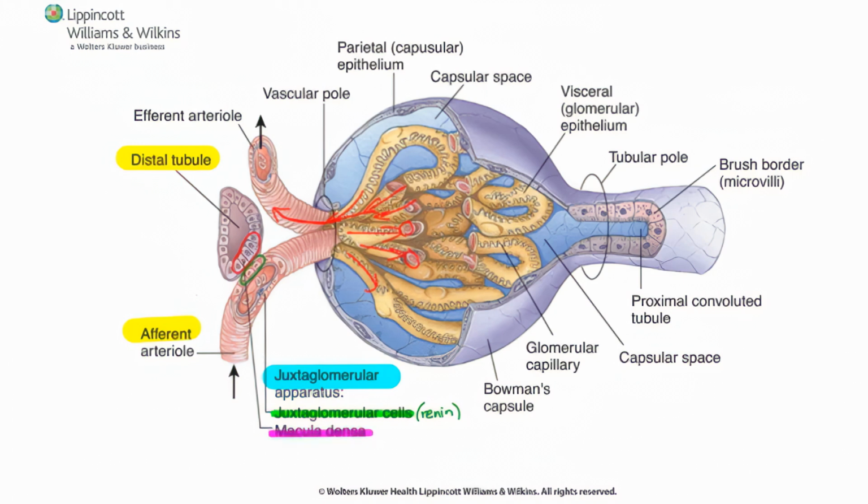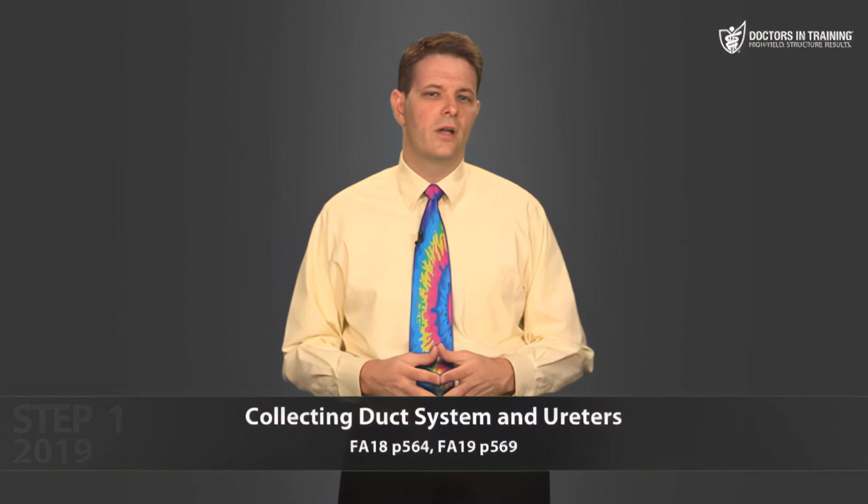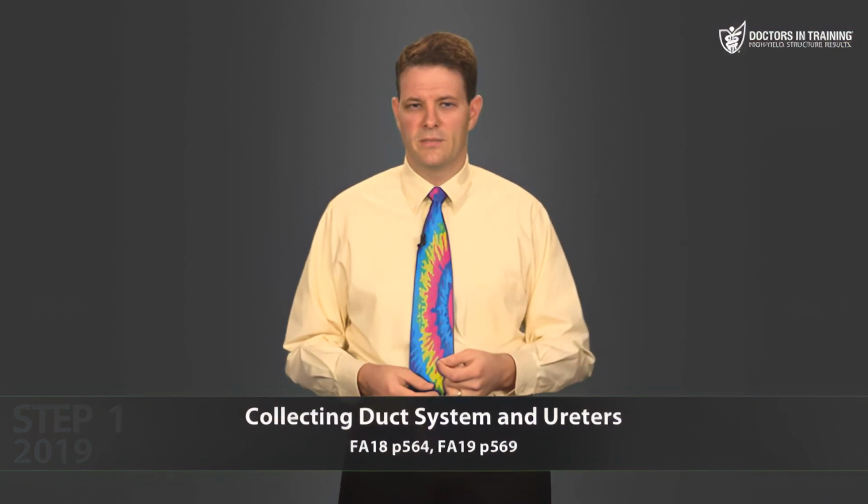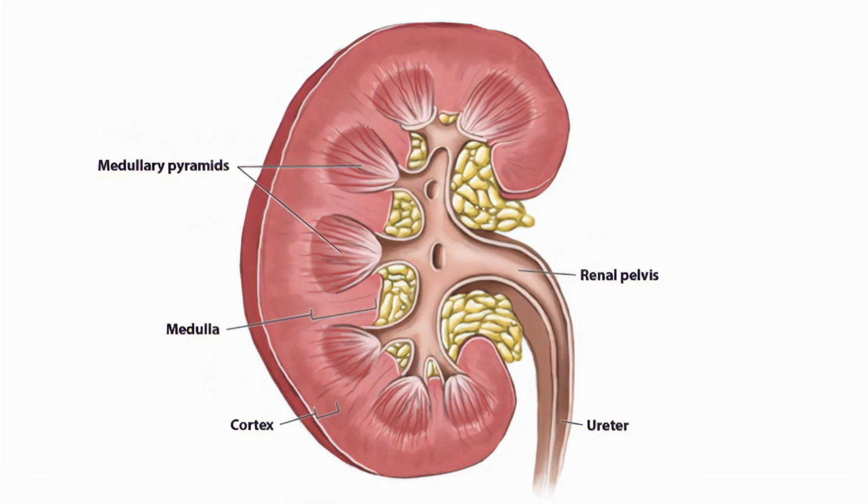Or if the macula densa senses low sodium in the filtrate, that means that there's low sodium in the blood. So the macula densa tells the JG cells to secrete renin, which ultimately leads to more aldosterone and more sodium reabsorption. At the distal end of the nephron, the urine is delivered to the collecting system. Leaving the nephron, the urine flows into the collecting tubules, which drain into the medullary pyramids, and then into the renal pelvis, which empties into the ureters.